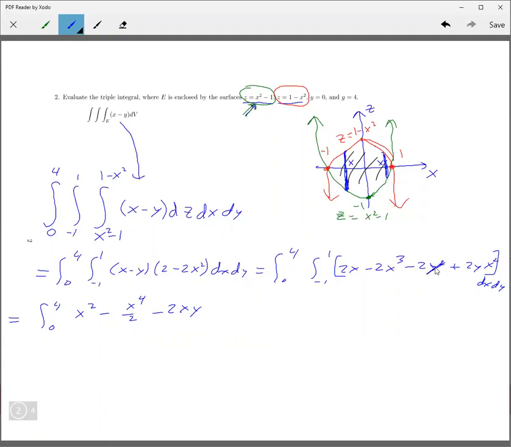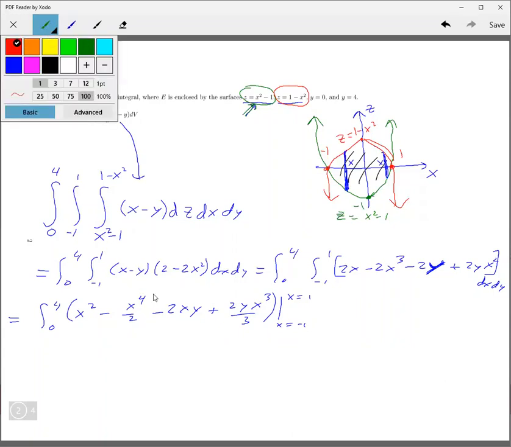This is just a y here. This is 2y. So 2xy plus 2y x cubed over 3. And that goes from x equals -1 to x equals 1.